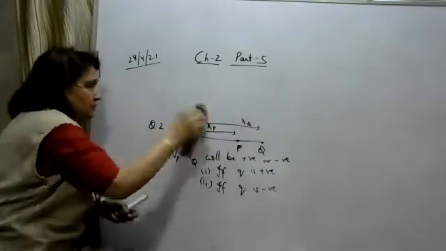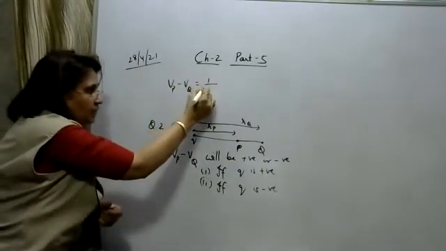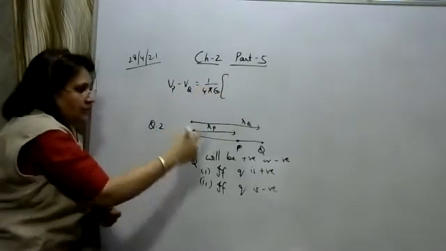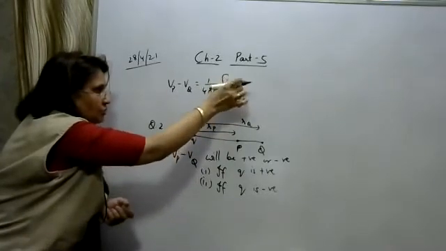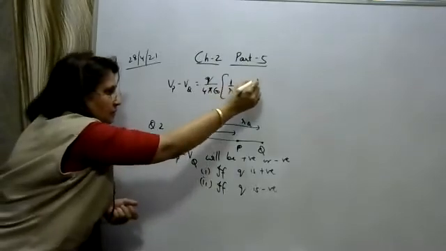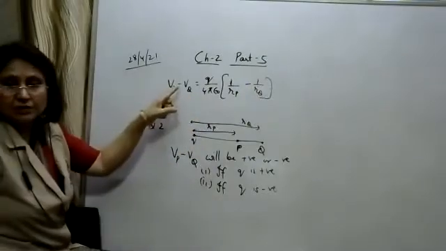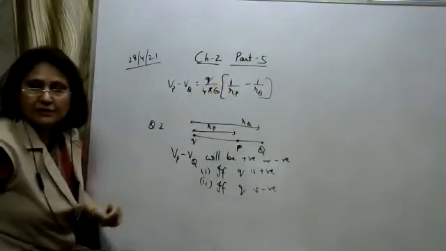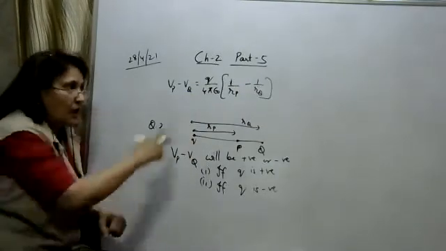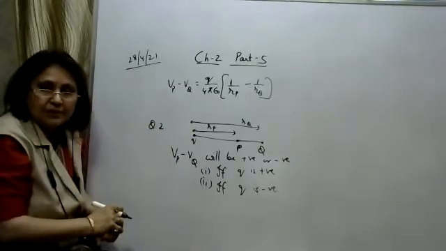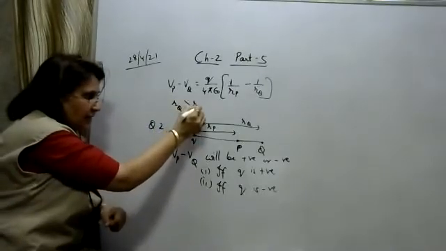I think you must have done it. Let's solve it. Vp minus Vq is 1 upon 4 pi epsilon naught, taking it outside, Q also outside: Vp minus Vq equals 1 upon 4 pi epsilon naught Q by Rp minus 1 upon 4 pi epsilon naught Q by Rq. Now from the figure, you see that Rq is greater than Rp.